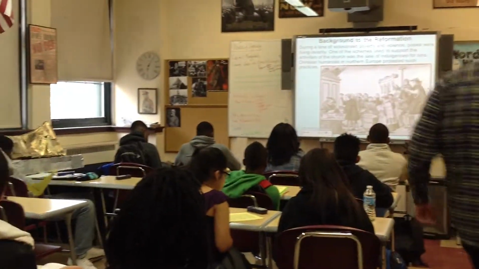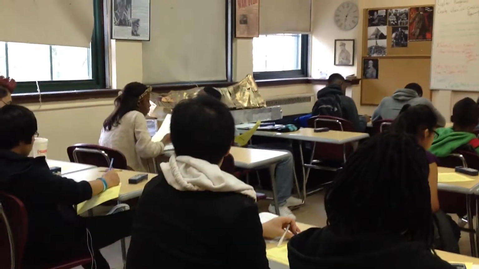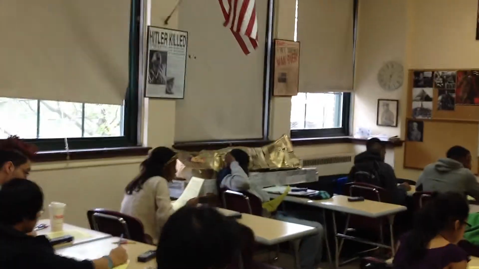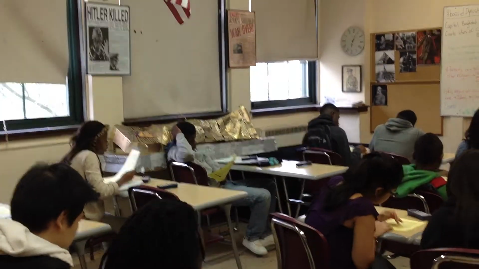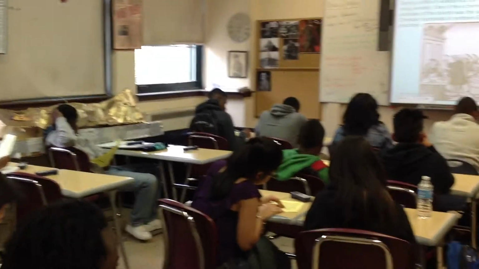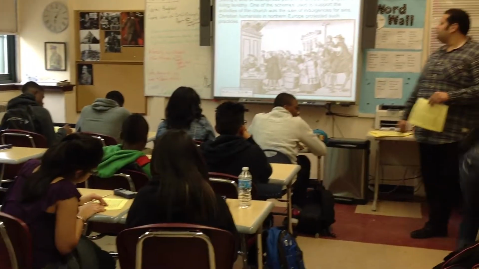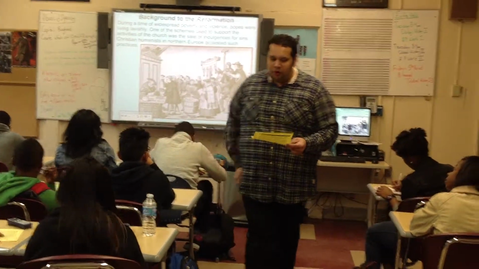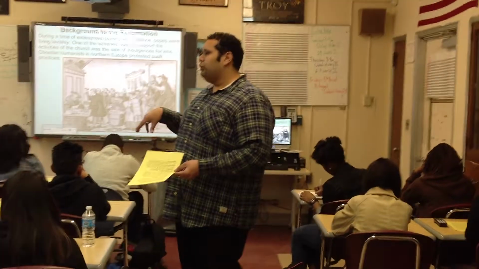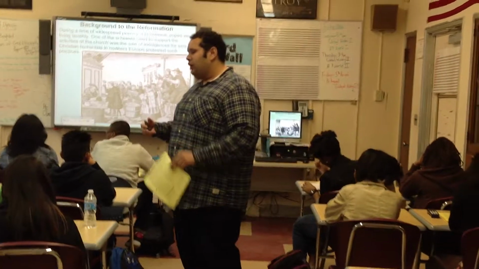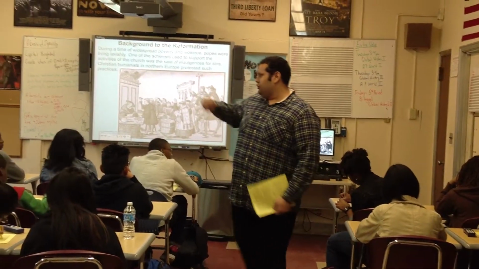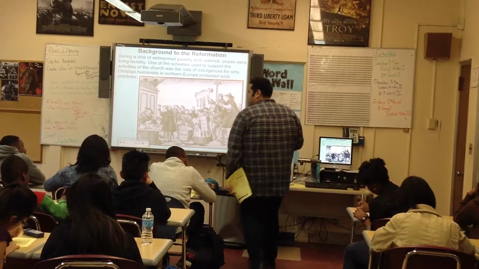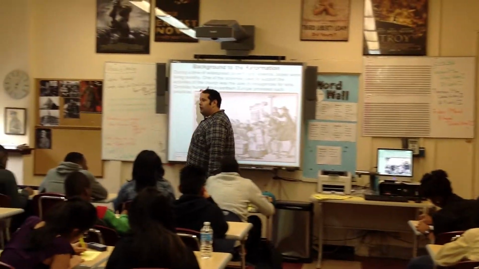Background to the Reformation. During a time of widespread poverty and violence, post-religion reaction, one of the means used to support the activities of the church was the sale of indulgences. Christian humanists in Northern Europe protested such practices. Alright, so we've already come across our very first key word that you should hopefully know. If you look back at what you wrote down, one of them is widespread, right?